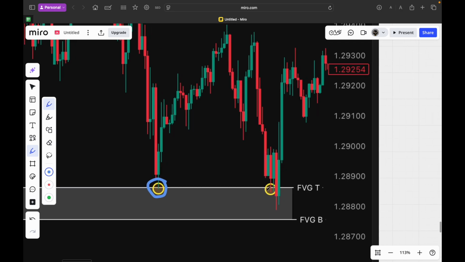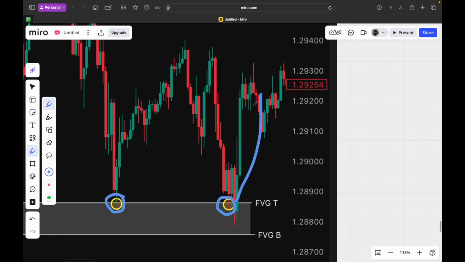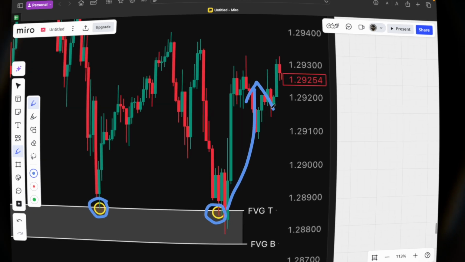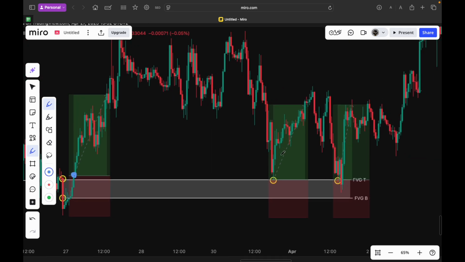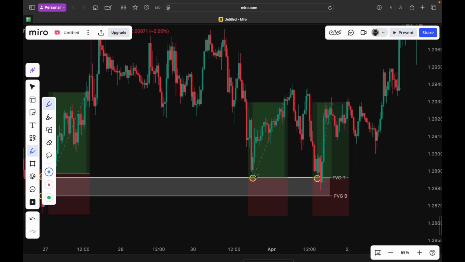Retraced again into our inverse fair value gap zone. We got an entry right over here, and price made another reaction to the upside. So here you can see the more aggressive one right over here. When price closed, we got our 1 or 2 risk to reward. Price came back, got another 1 or 2 risk to reward.